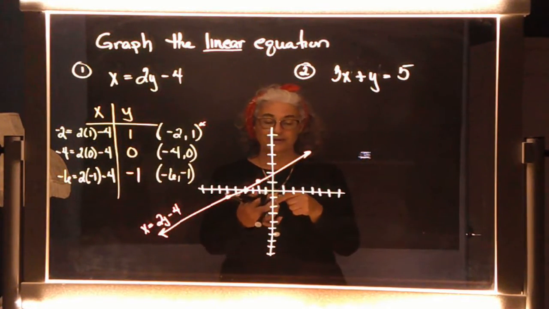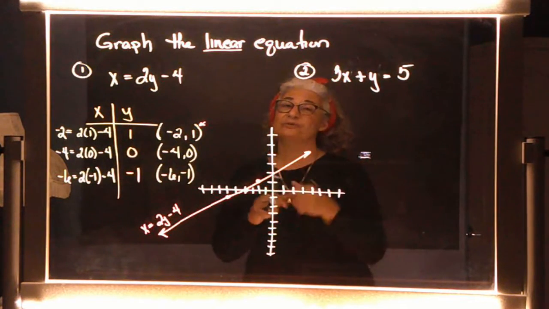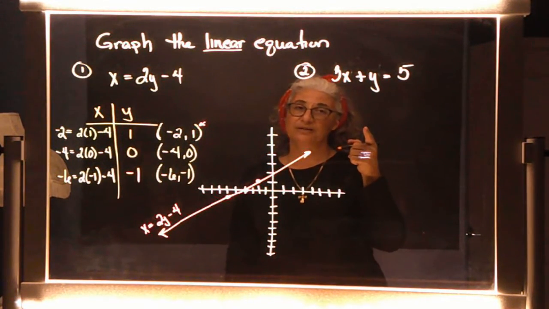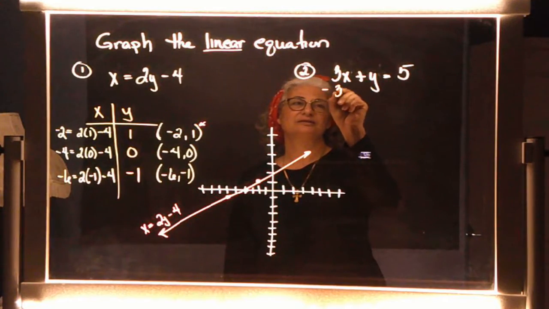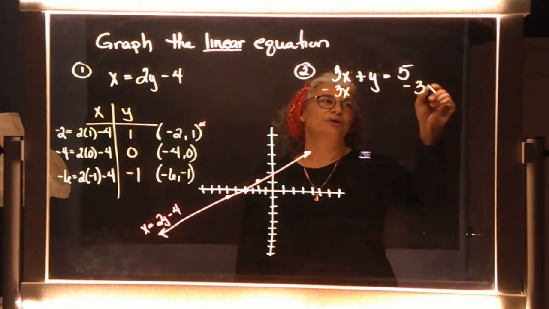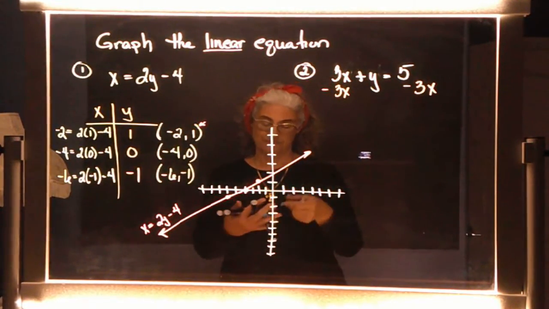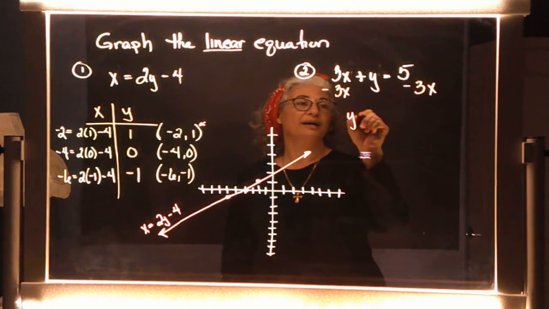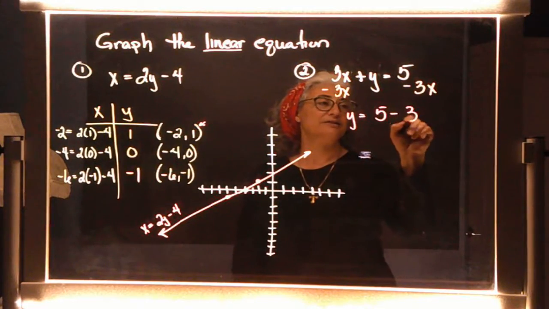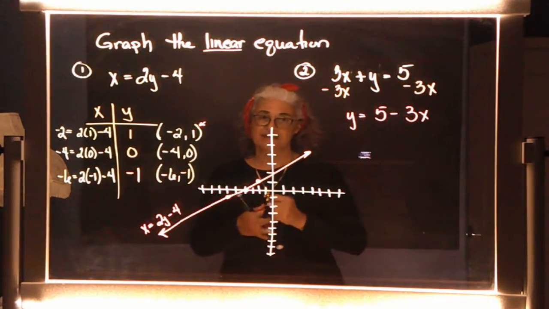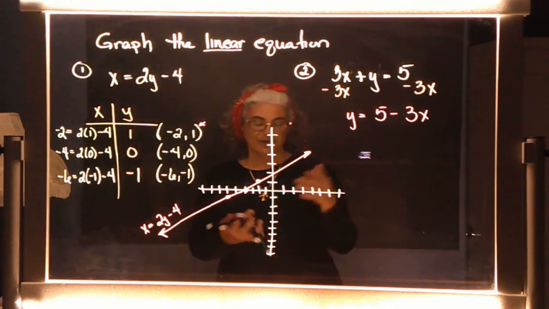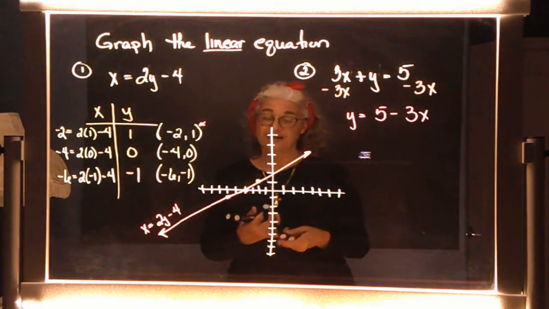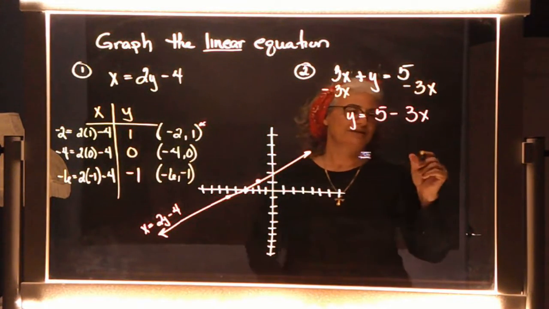And to get the y by itself, you're going to have to get rid of this 3x, right? By doing subtraction. Good. So I have to subtract that from both sides, don't I? Which means I end up with the equation y equals 5 minus 3x. Does that make sense? Okay. And now I get to make a table.